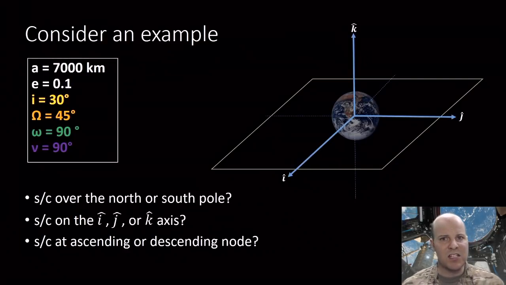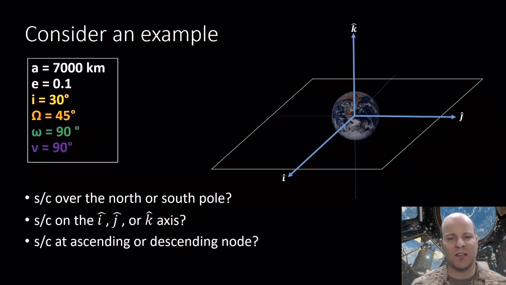So for this, let's consider an example. We're going to walk through this one first. I might give you particular COEs, such as shown here on the left: 7,000 for semimajor axis, 0.1 for e, inclination of 30 degrees, right ascension of the ascending node of 45 degrees, argument of perigee of 90 degrees, and a true anomaly of 90 degrees. And looking to answer those boxed red questions of north, south pole, IJK axis, etc., what would that look like?